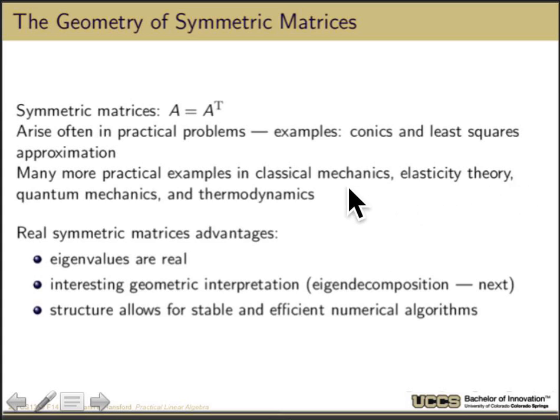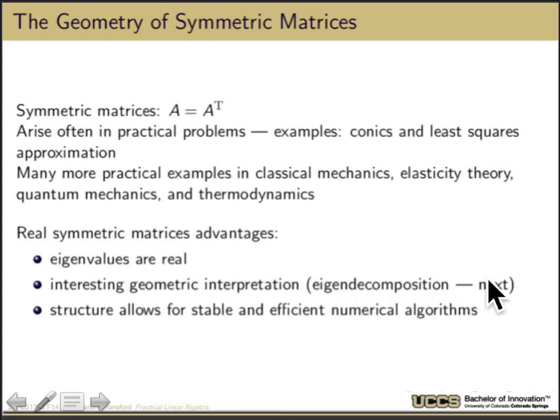And there's lots of examples in classical mechanics, elastic theory, quantum mechanics, thermodynamics, and even things in computer spaces where we're looking, for example, at distances. If I go there and come back, lots of things end up being symmetric. So real symmetric matrices have some nice advantages in terms of how to work with them. First of all, although we're not going to prove it, you can show that eigenvalues for real symmetric matrices are always real. They have all real values, not imaginary ones. It has interesting geometric interpretations.